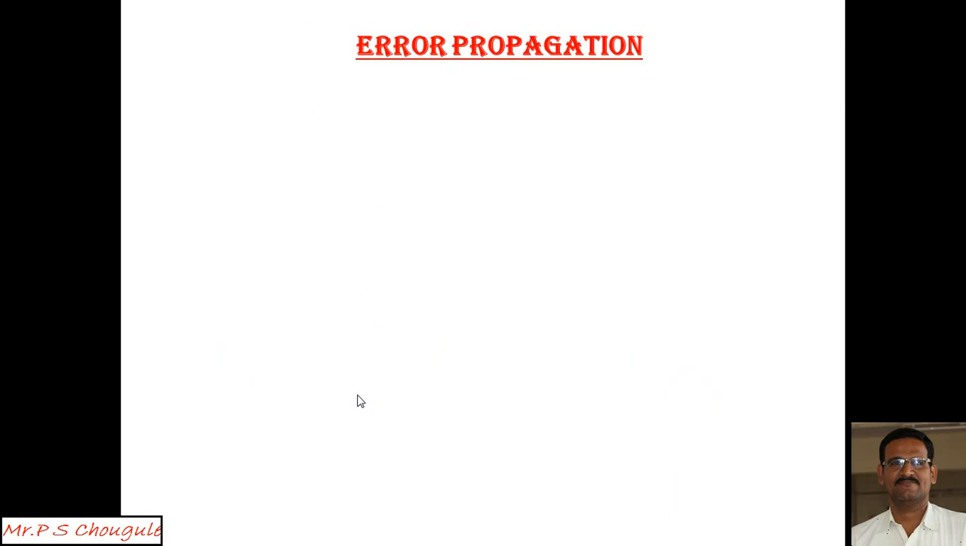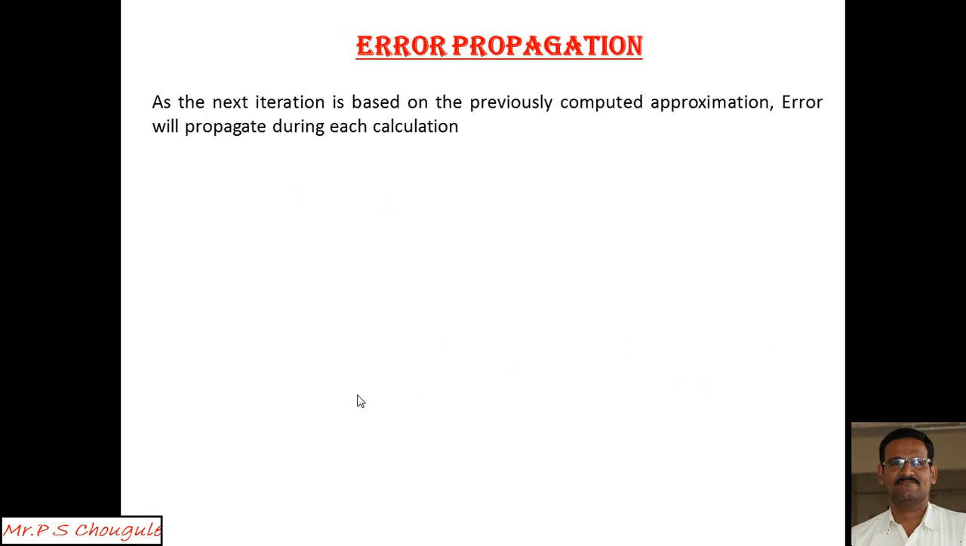Next one is the error propagation. As I told you earlier, we are doing iterations, and at the time of iteration we are using the previous value in the next iteration, and the previous value is approximate. Why? Because we have made some changes in that, or we rounded it off, and that's why the error will propagate throughout the calculation. Whenever the number of iterations increases, the error will also increase.